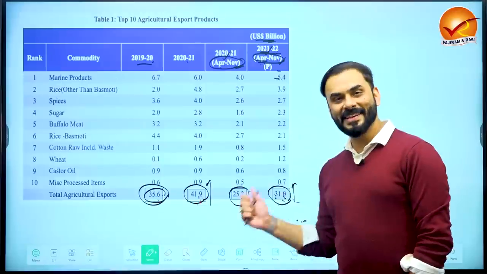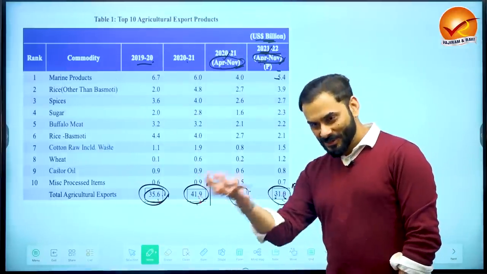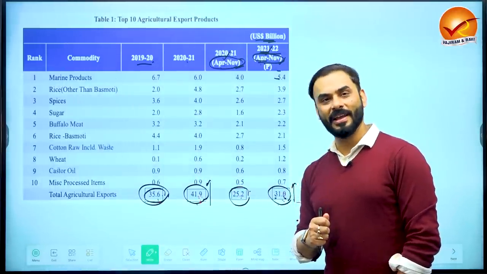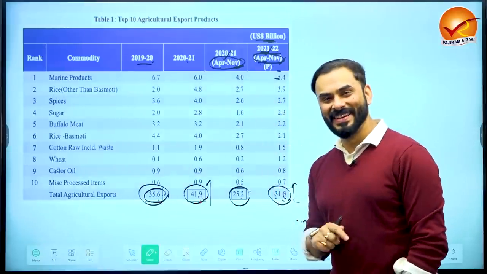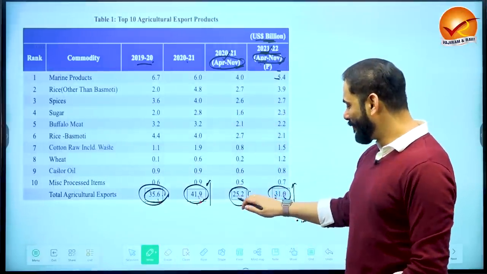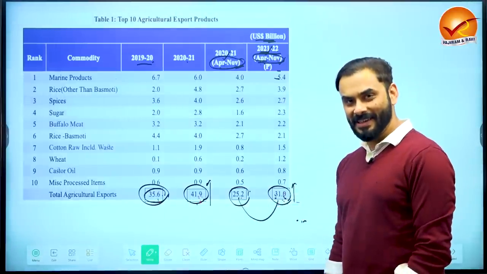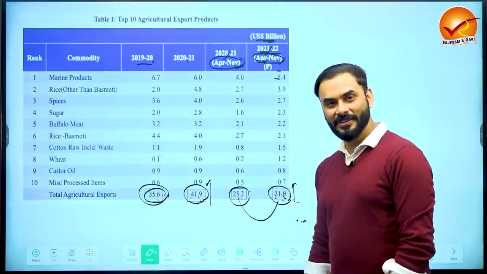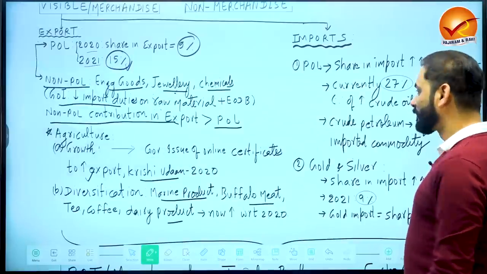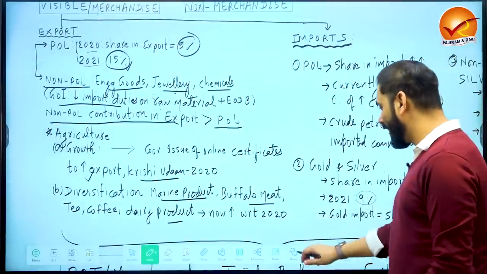Fine? These are the things that you have to extract from the economic survey. Economic survey won't directly tell you these things. They would very smartly give you this table and they'll leave you, right? You keep wondering that, oh, from 25.2, it became 31. Yes, it has. But I also need to compare this 31 with this and this, right?